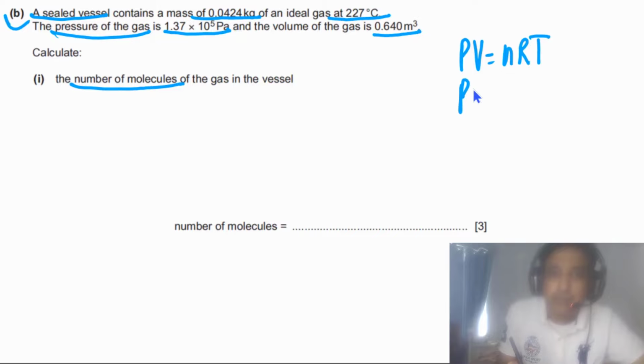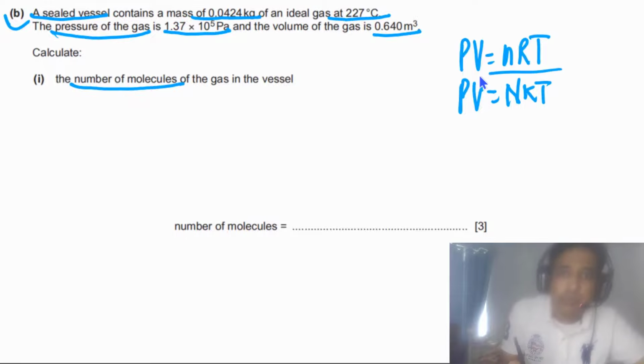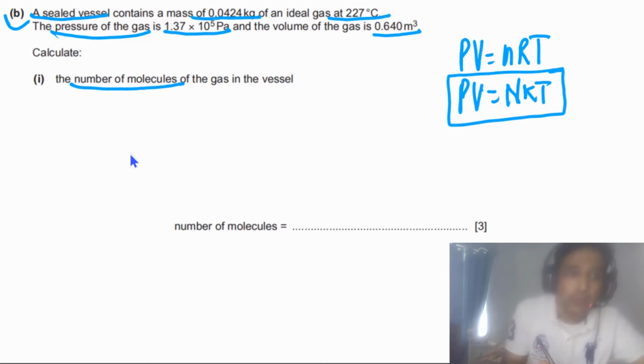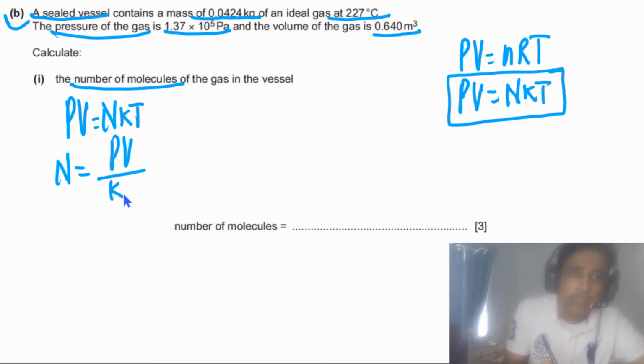We have the second form of the ideal gas equation, that is PV is equal to NkT. In this case we need to calculate the number of molecules, so we will be using this one. You can also use the other one, but it's better to use this one so you can get the number of molecules directly. So we will be using PV is equal to NkT. We need to calculate the number of molecules, so N will be equal to PV divided by k times T. k is a constant, this is the Boltzmann constant.